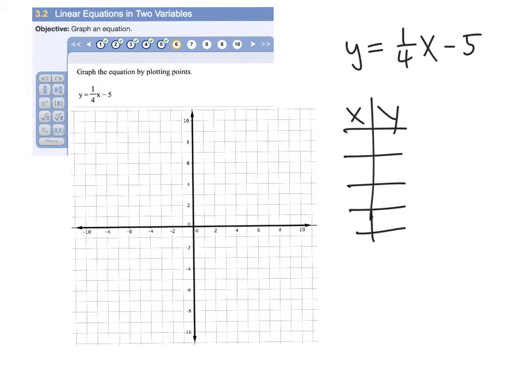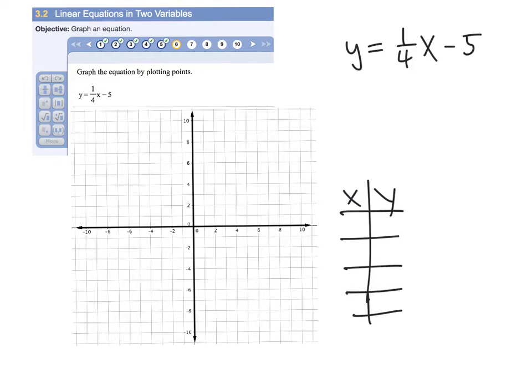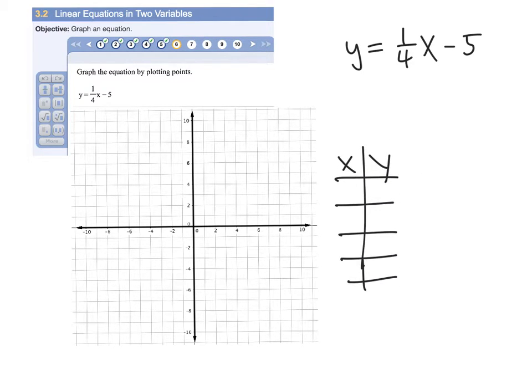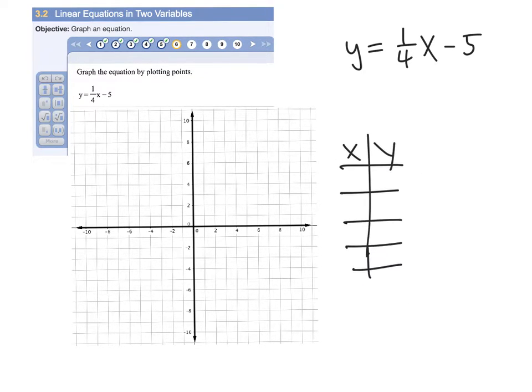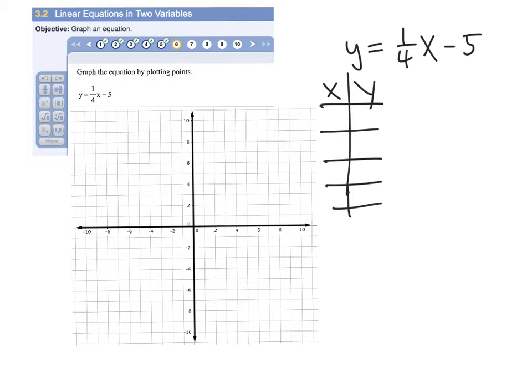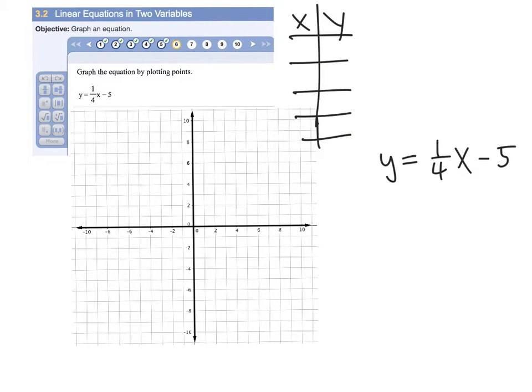So the idea, though, is we're going to make our life a little bit easier, and I'm going to put him here, all right? The way we're going to make our life a little bit easier is because we are going to choose x's that will cancel out the 4. That's a nice little shortcut. When you see that this coefficient is a fraction, we're going to choose x's that cancel out with the 4.